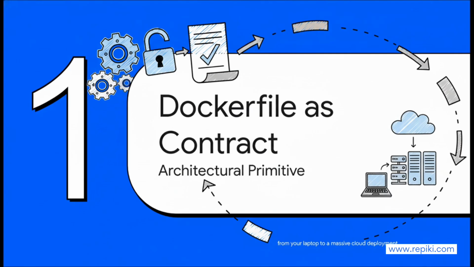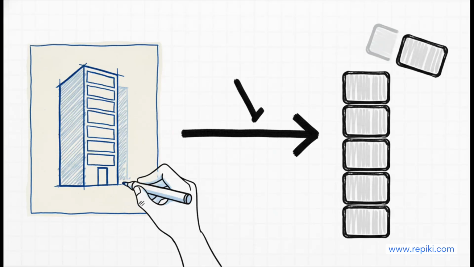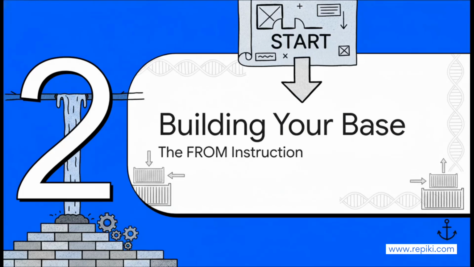You are making explicit, serious architectural decisions. These decisions define how your app is going to behave everywhere, from your local machine all the way up to a massive cloud deployment. This file is literally the blueprint for creating containers that are predictable and disposable, what we call immutable and ephemeral. Mastering these instructions is the absolute key to building systems you can actually rely on in production. Okay, let's get our hands dirty, starting with the FROM instruction.